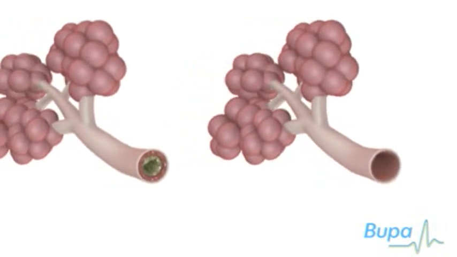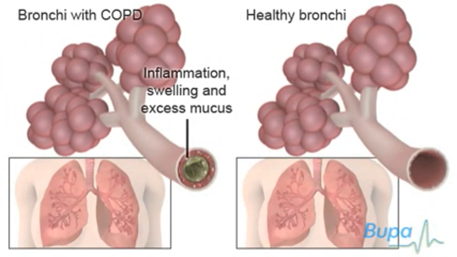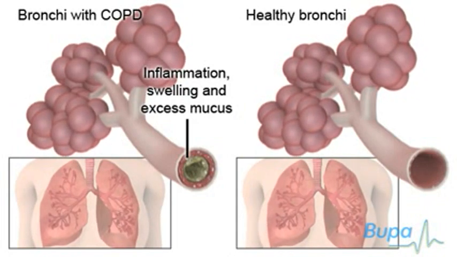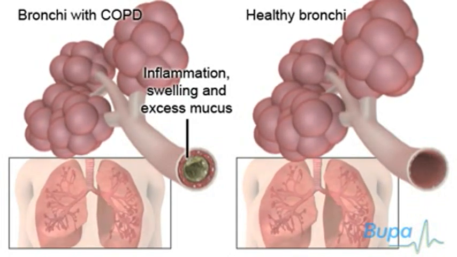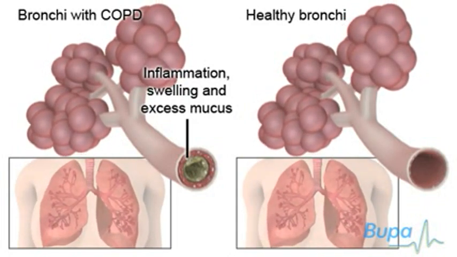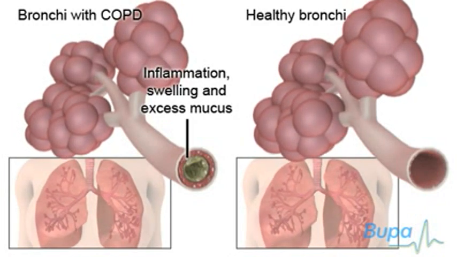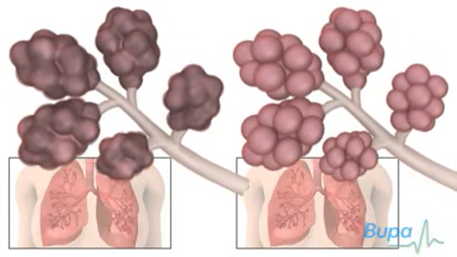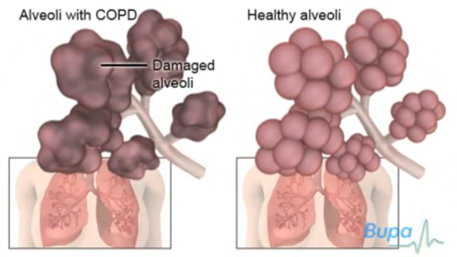Chronic bronchitis affects the lining of the bronchi. The lining becomes irritated and inflamed. It produces excess mucus, which blocks the airways. Emphysema damages the alveoli and the walls break down.